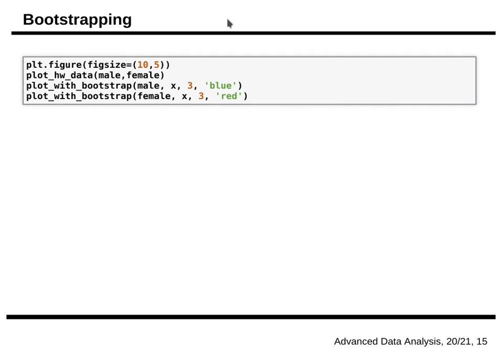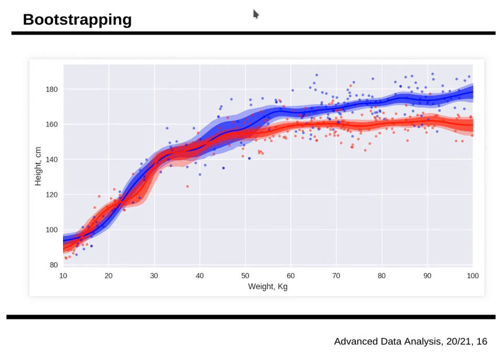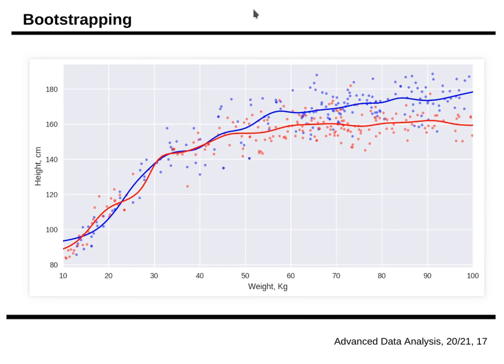And now we can use this to compare the two. So we create a figure, we plot the male and female data, and we plot using bootstrapping both sets of participants, and we have this result. So this gives us a better idea of what the actual trends are, rather than just looking at the lines, because the lines by themselves do not give us any information about how uncertain we are at each place in the graph.